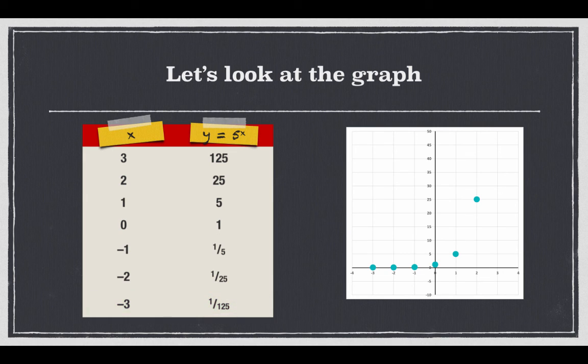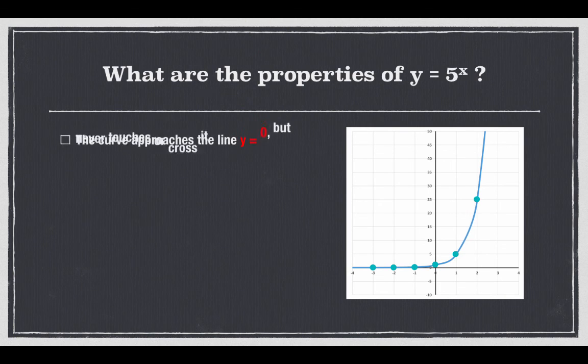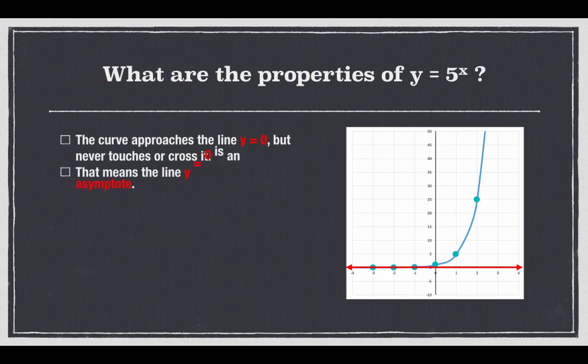So if I connect those points, it's not going to be linear. It's actually going to be a curve that starts off pretty flat and then gets steep really fast. So what are the properties of this function? Well, I notice that as I go to the left, it approaches the x-axis, which has equation y equals 0, but it never actually touches it. That's because there's no x that I could plug in that would give me a y value of 0. We call that an asymptote. It is a line that the graph approaches but never touches or crosses.